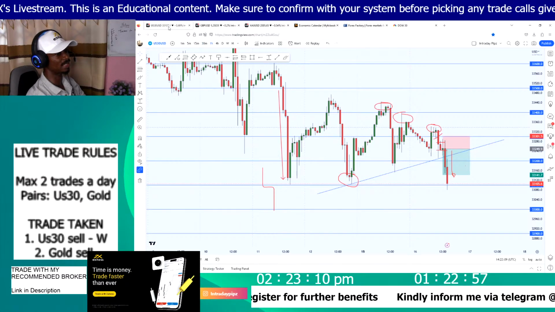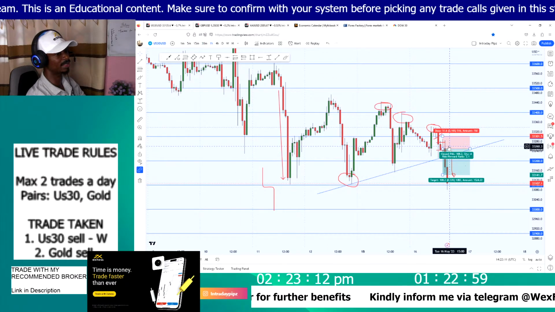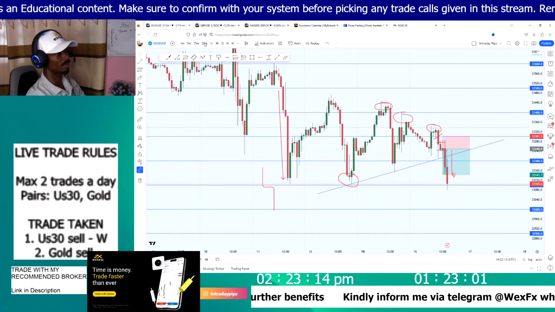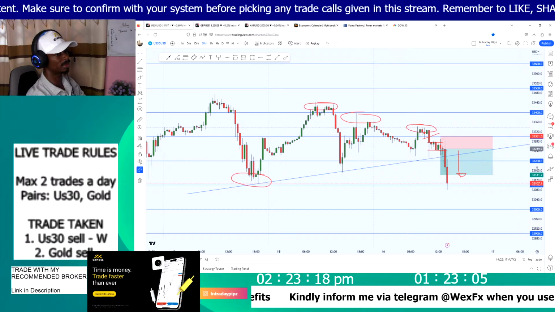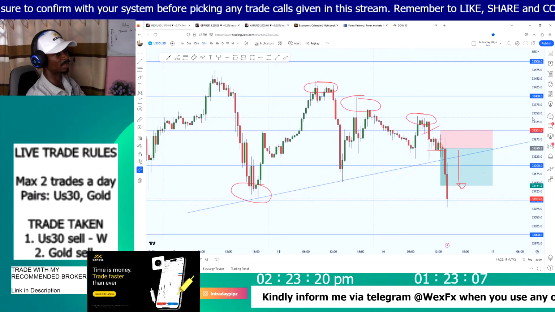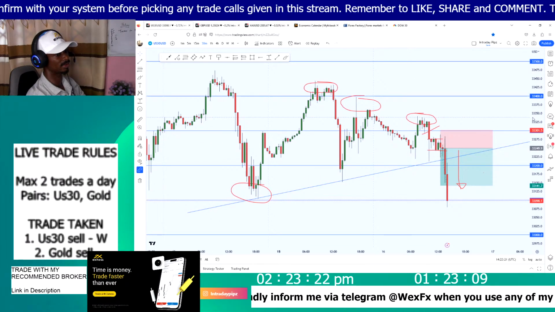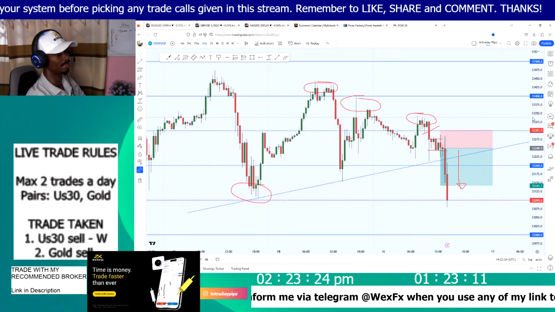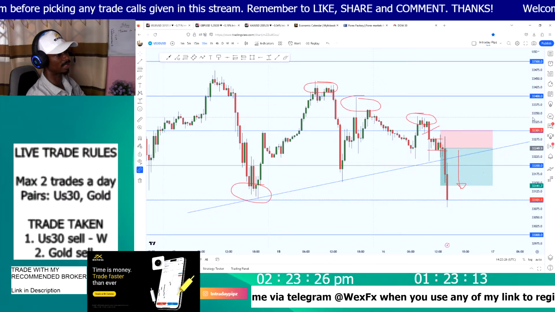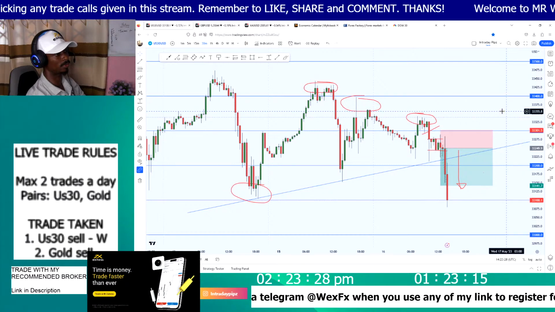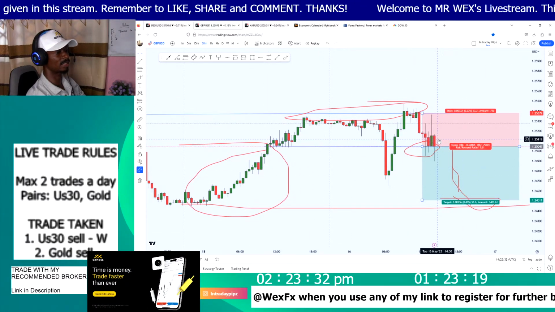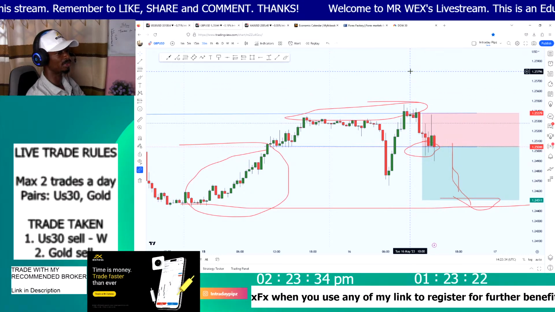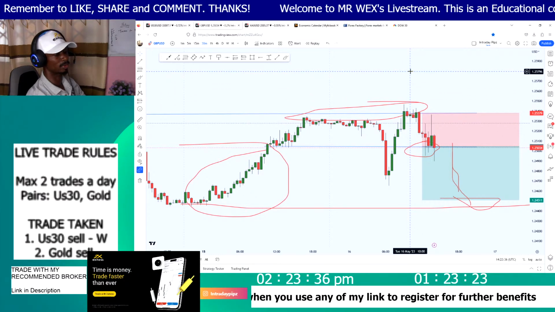Let's take a look at this. This is a similar setup I used to pick this US30 sell. So don't take that setup for granted. Look at it there. The same setup, and you can see right before your eyes what has happened. So if I'm recommending a sell here, it's not 100%, but it's worth taking the risk.